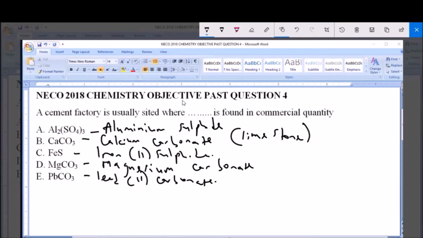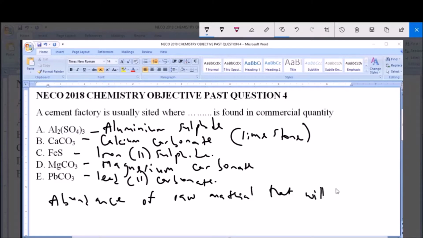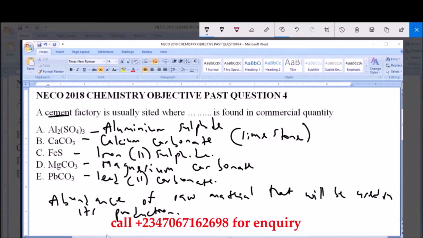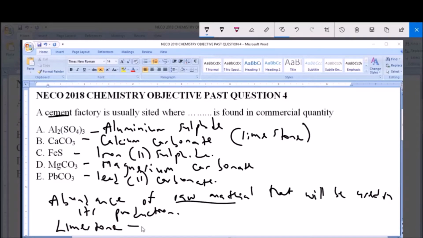So it is sited where there is abundance of the raw material that will be used in its production. And the raw material used in cement production is limestone. Limestone is the raw material used in cement production.